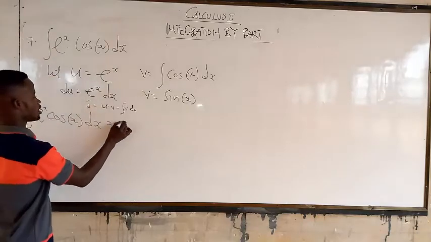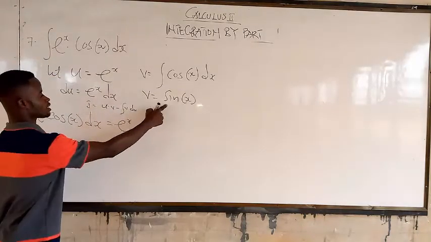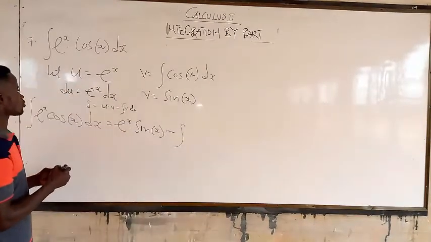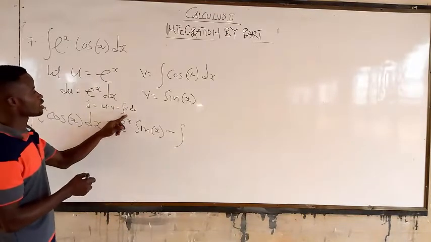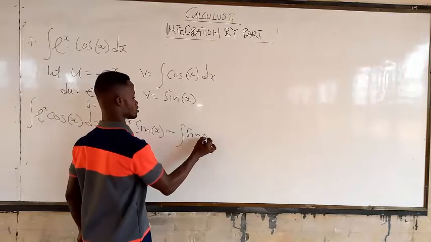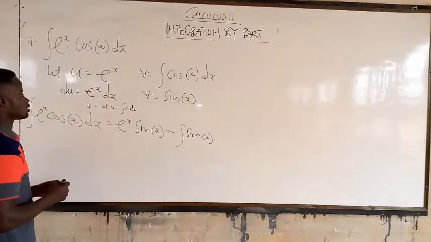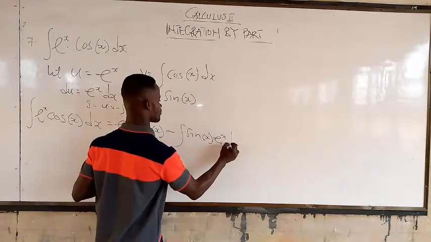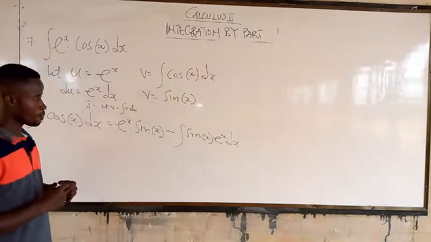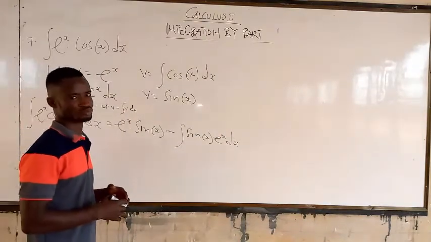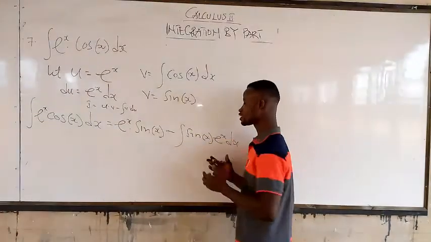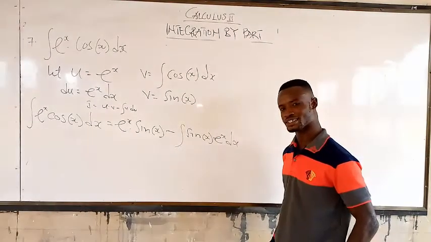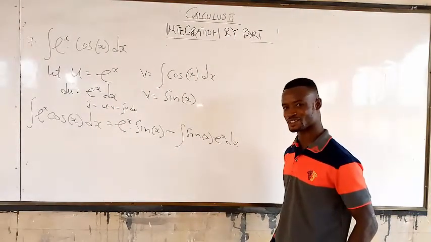So u is what? e raised to the power s, multiplying the v, which is sine s, minus integral of v, which is sine s, and du there is what? e raised to the power s ds. Oh! Repetition of integration by parts again. Hope you can see that. Very good. Let's continue.